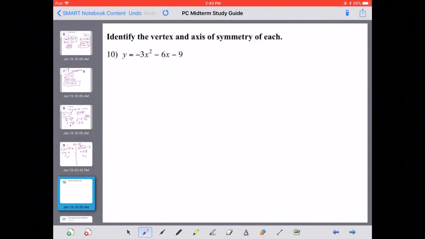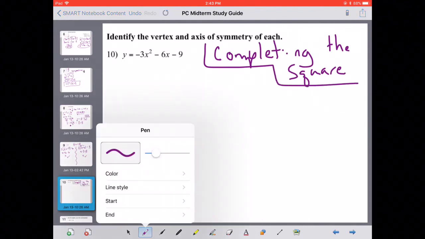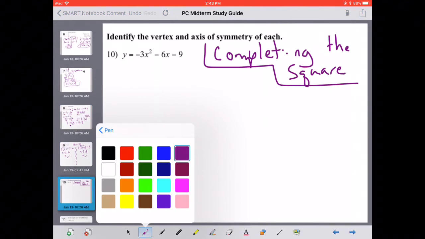So if we move on to number 10, now we have to find the vertex and the axis of symmetry. We did 2 different ways to find the answer here. First we talked about completing the square. Not a lot of you guys like that version. I'll go over that one first, and then on another slide I'll go over just using a formula that we just had to memorize.